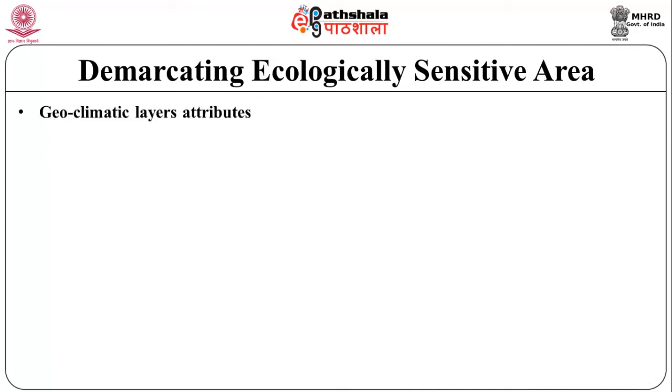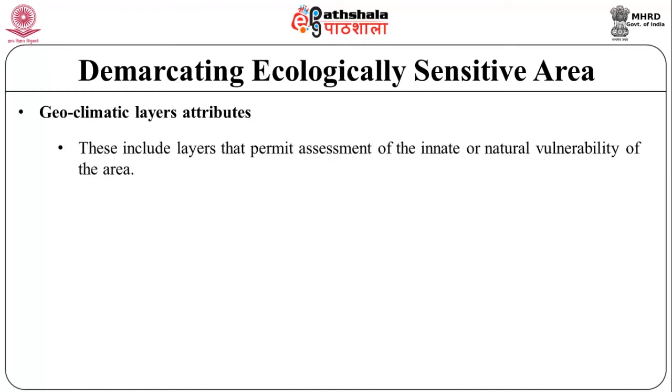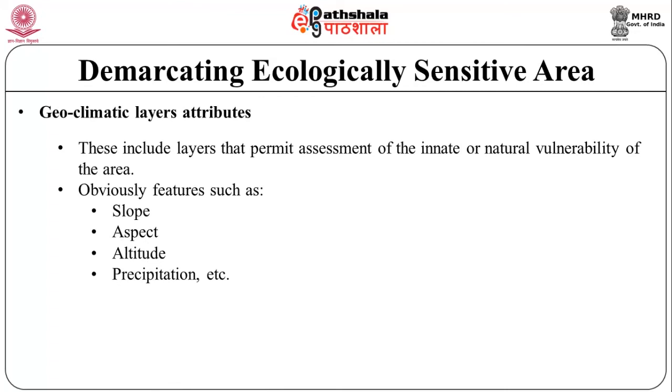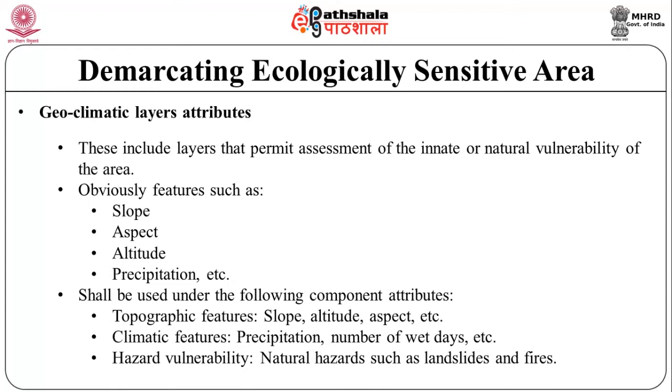The geoclimatic layers of attributes are the next term that you need to understand. These include layers that permit assessment of the innate or the natural vulnerability of the area. Obviously, features such as slope, aspect, altitude, precipitation, etc. shall be used under the following component attributes. Topographic features, which includes the slope, altitude, aspect, etc. The next is the climatic features, the precipitation, number of wet days, etc.